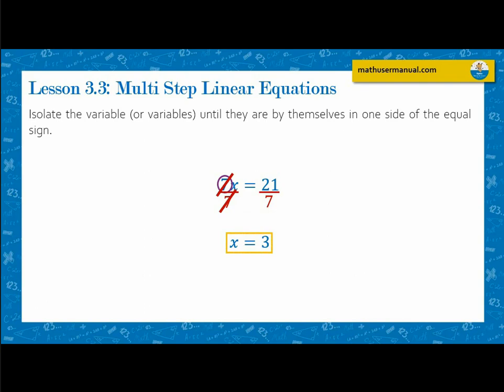As mentioned, regardless of how many x's we have, 2, 3, 4, 5, 6, 1,000, we have to first put them all on the same side of the equation, then combine like terms, and then solve the equation in the same way we have been learning how to solve these equations.